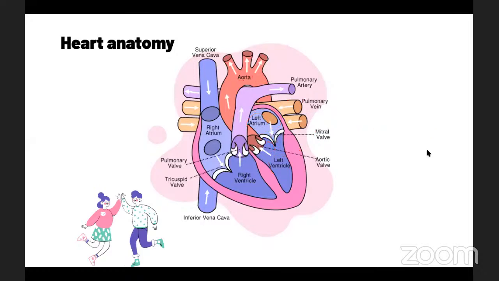Then we're almost done. Now that the blood is going to the rest of the body, how does it come back? Through a vein, the inferior vena cava and the superior vena cava, going into the right atrium. Again, the atrium doesn't have muscles, so it just receives the blood. And then it'll push the blood into the right ventricle through a tricuspid valve.